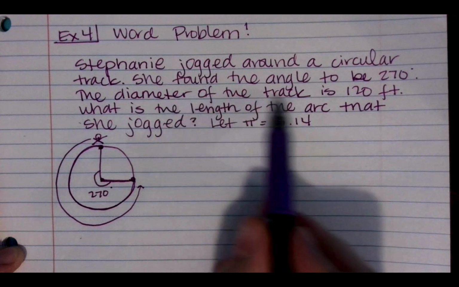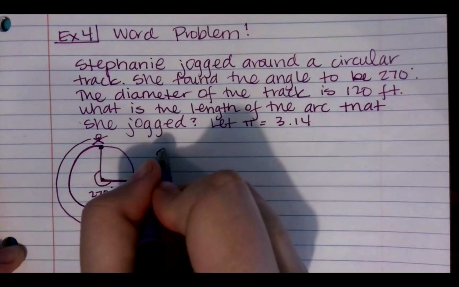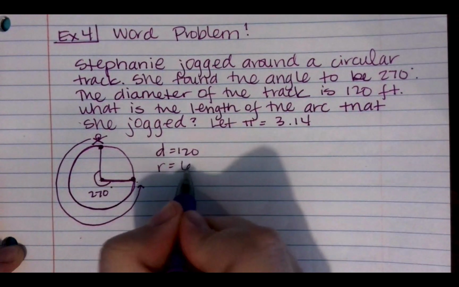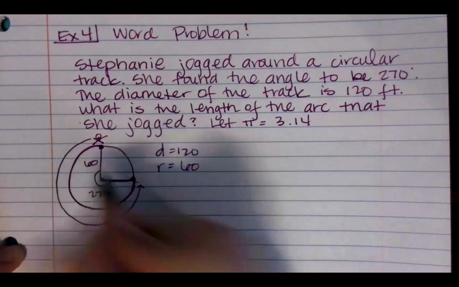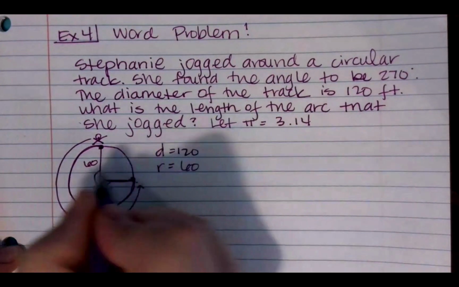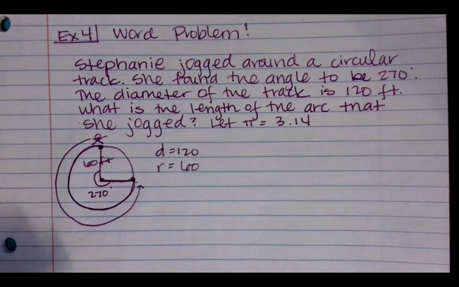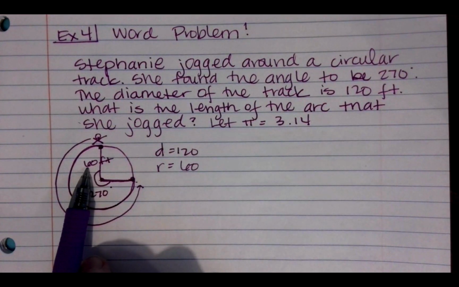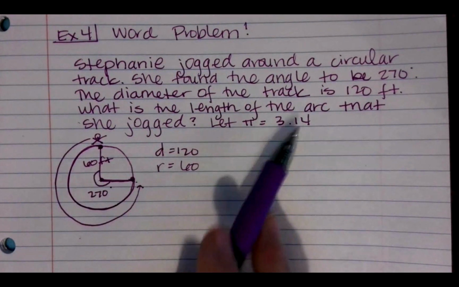What do we know that the diameter is? Diameter is 120. Therefore, what would this radius be? Be a half of that, 60. So I'm going to label this guy too. I think we are in feet. Yep. Okay. There we go. There's our picture. We've got our central angle. We've got our radius. We know we're going to plug in pi equals 3.14.